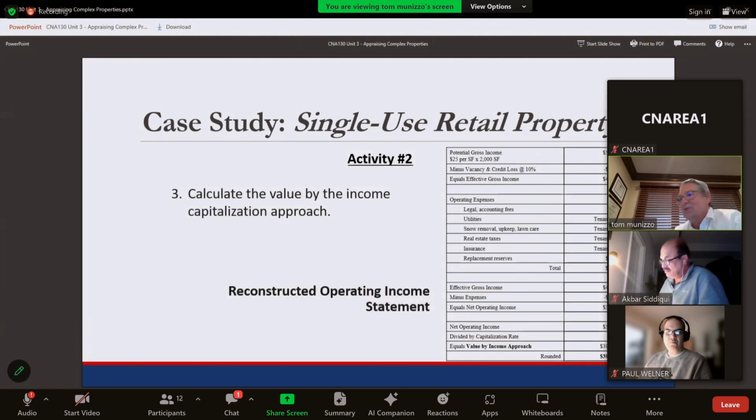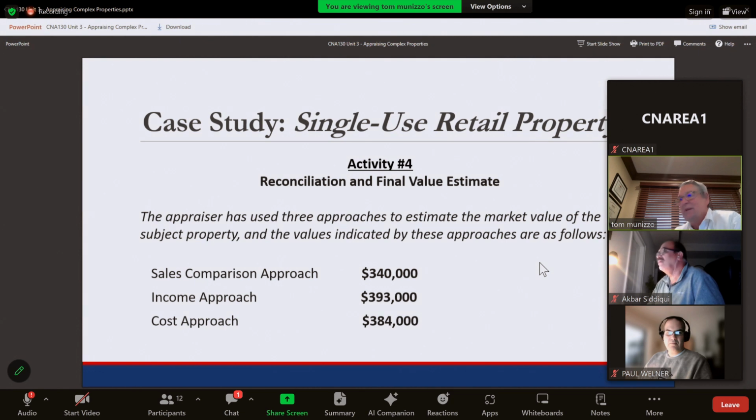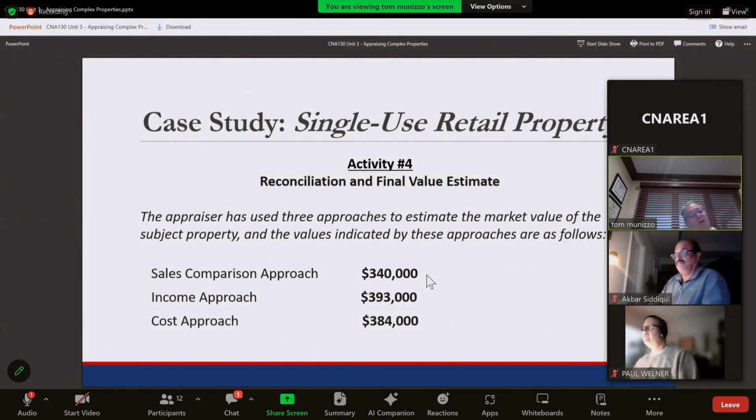the income approach, we're at 393. So we got 393, 390, 394. So now we look at our 3 approaches. We have income approach is 393, cost approach is 384. Our sales comparison approach was $340,000.